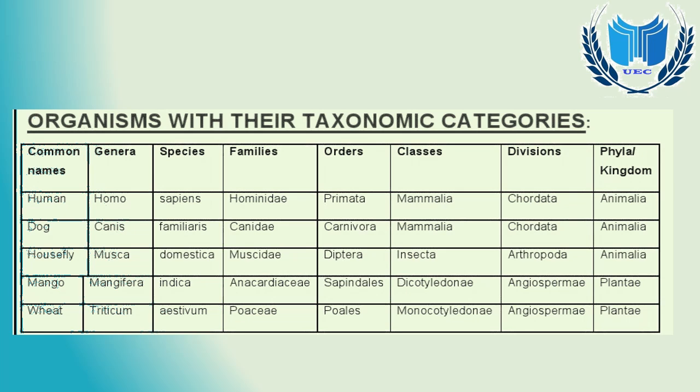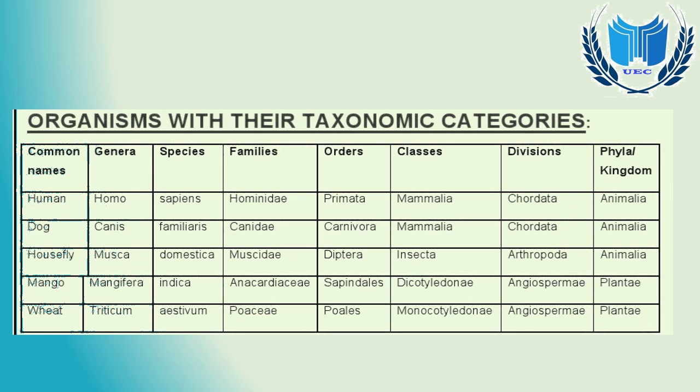Wheat plant: the genus name is Triticum, and the species is aestivum. Family Poaceae, order Poales, class Monocotyledon, division again angiosperm, and kingdom Plantae.